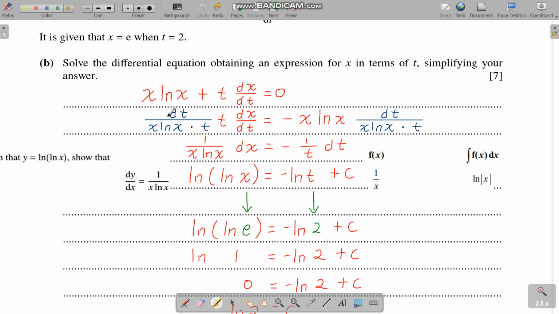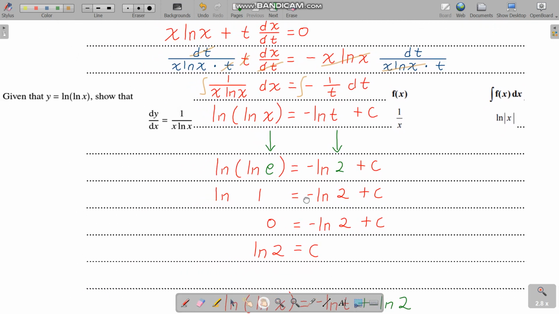After we multiply, we cancel out, so we have only 1 over x ln x dx on the left, and on the right we cancel out, we have minus 1 over t dt. So now we're ready to integrate both sides. That's how we solve differential equations, by integrating, not differentiating.